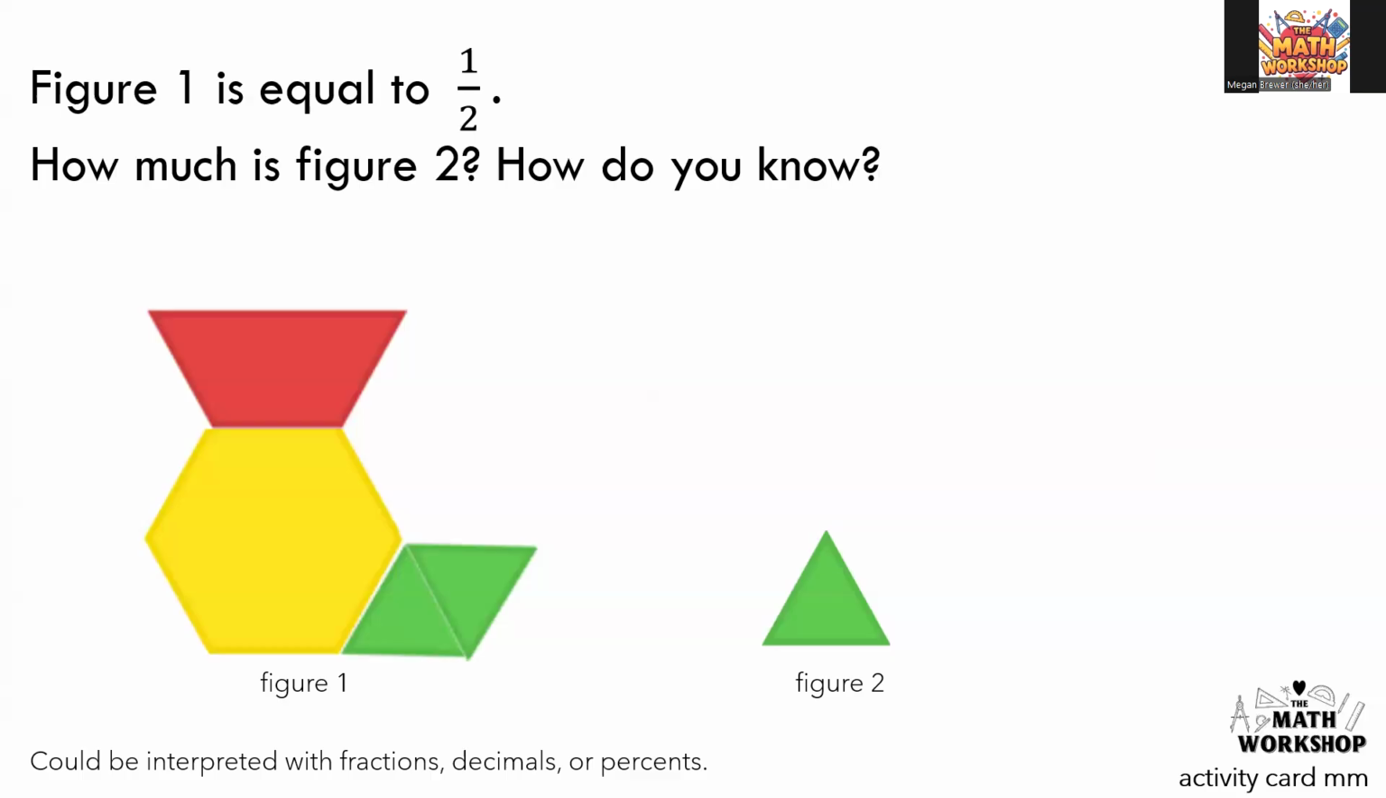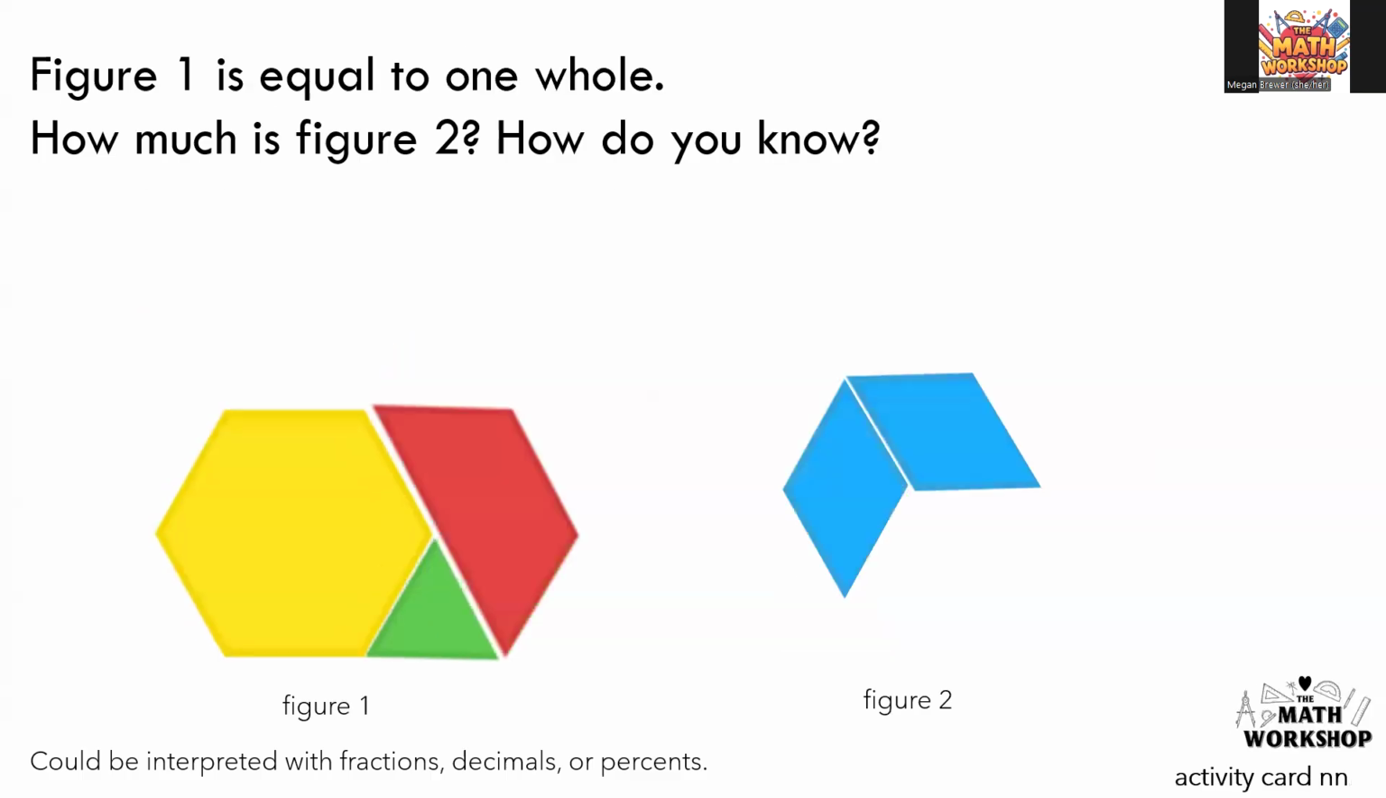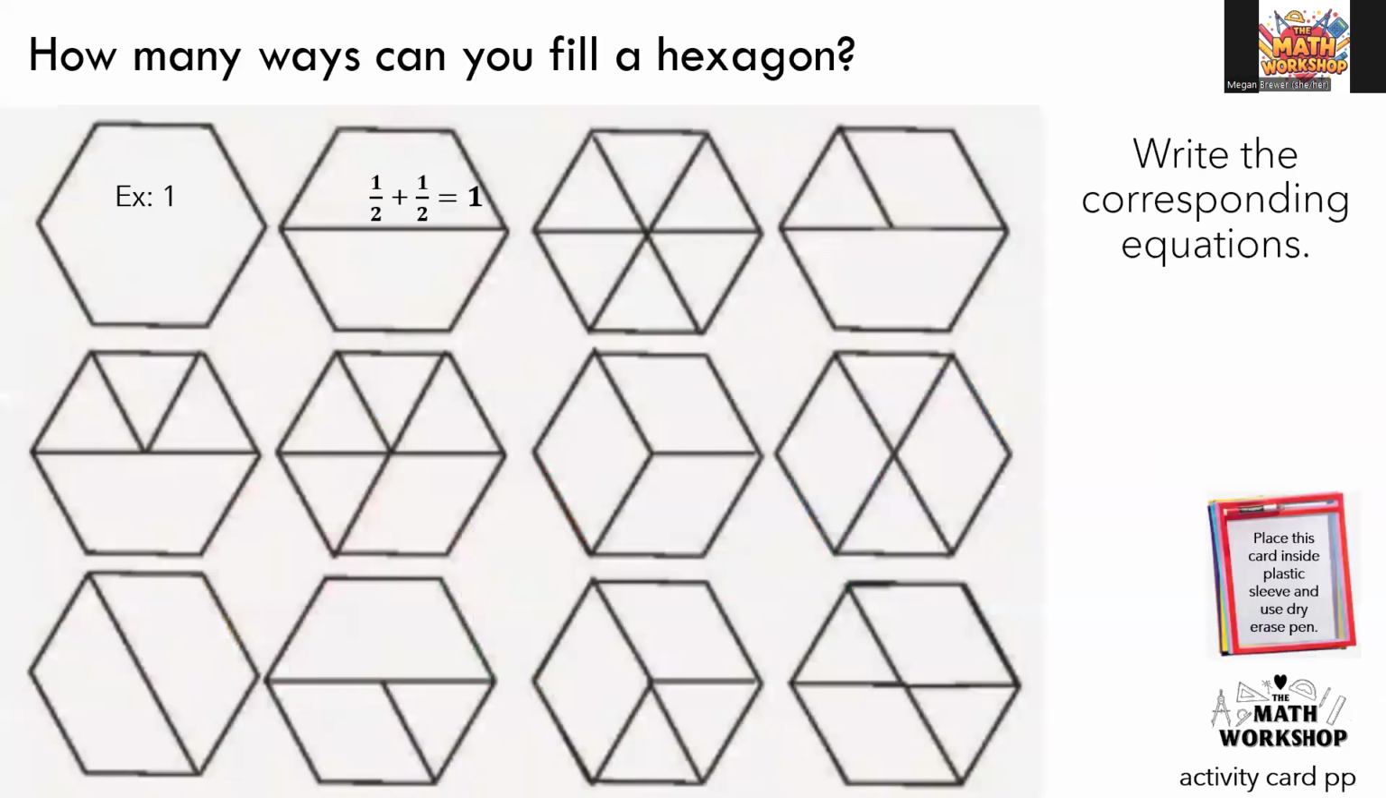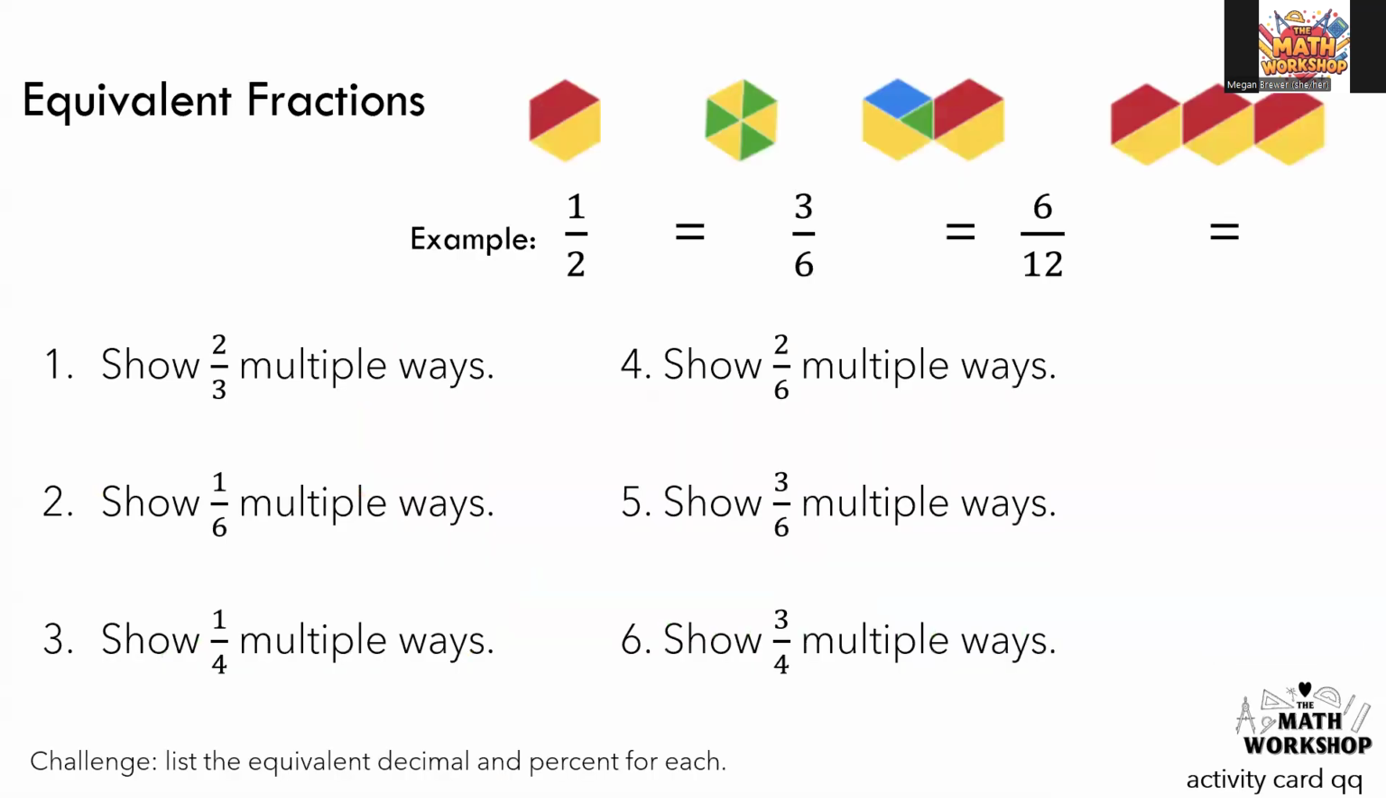So at this point, we just leave the square and the tan rhombus to the side, but we use the rest of the shapes. And then we can start adding fractions using our models. We can talk about equivalent fractions.